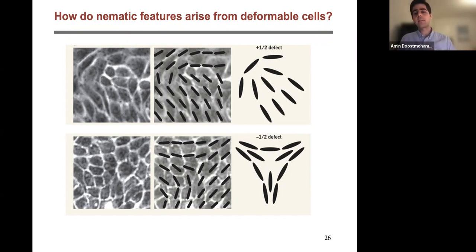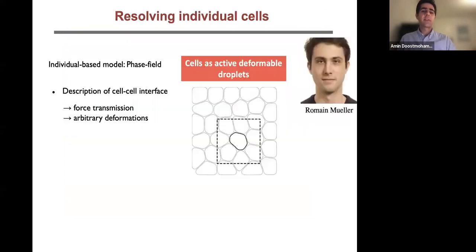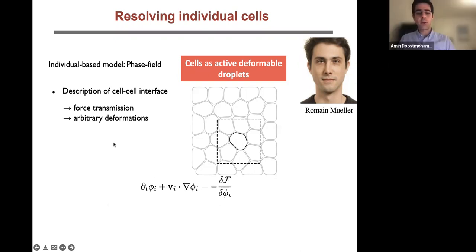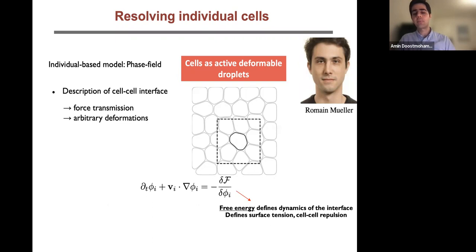And again, for answering this question, we went back to a discrete model, and we used the so-called phase field model. You can essentially think about it as active deformable droplets. So we have a phase field order parameter. This is 1 inside each cell, and it is 0 outside. Without this velocity field here, it would be just a simple Cahn-Hilliard equation. The right-hand side is again relaxation towards a minimum of free energy. This gives the surface tension, and based on the definition of the free energy, we can have cell-cell repulsion and it gives the properties of the interface of each cell.